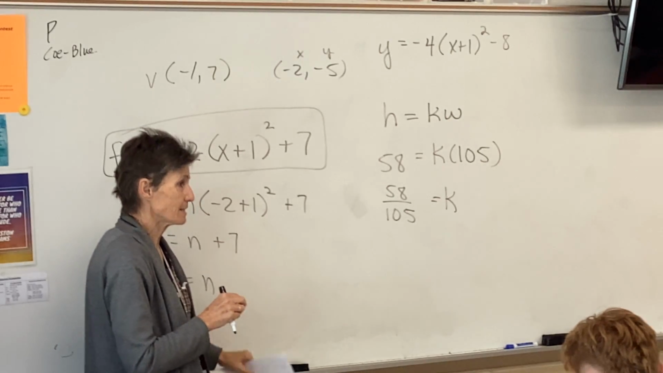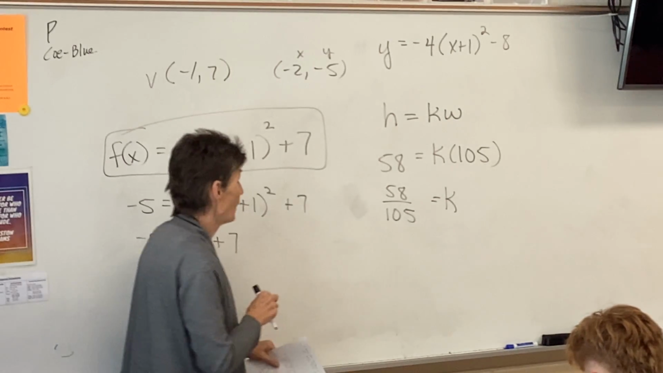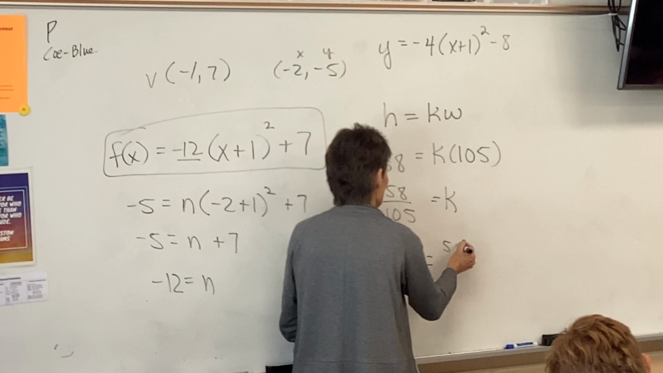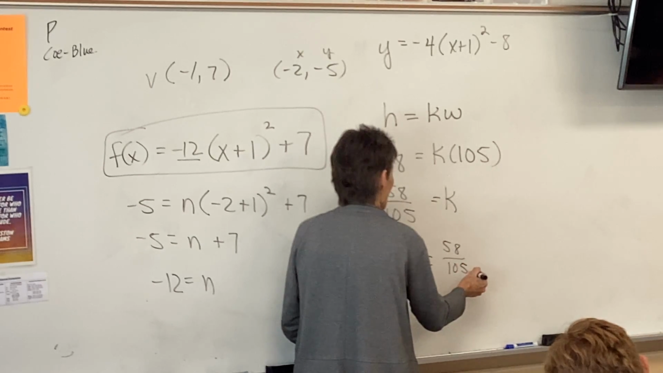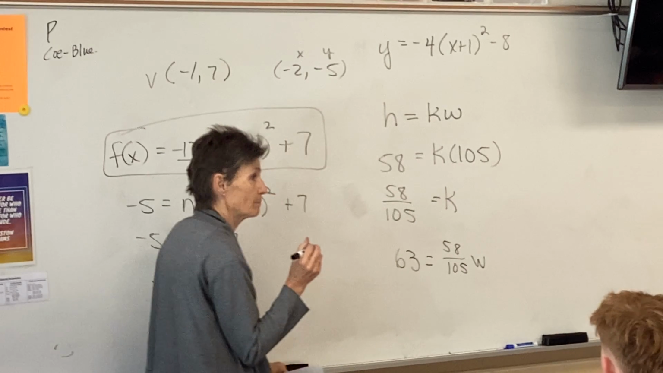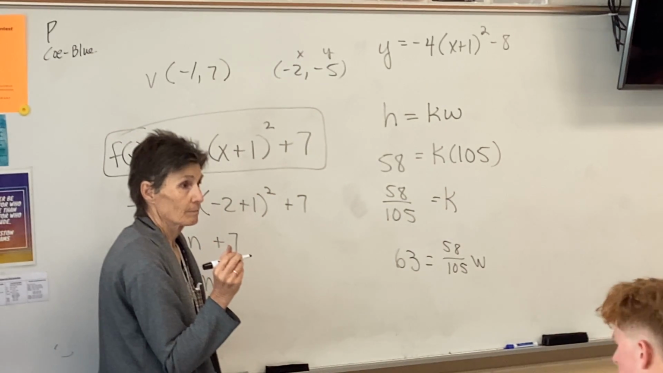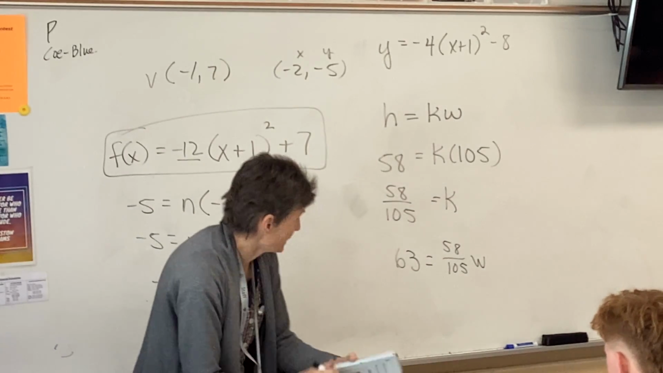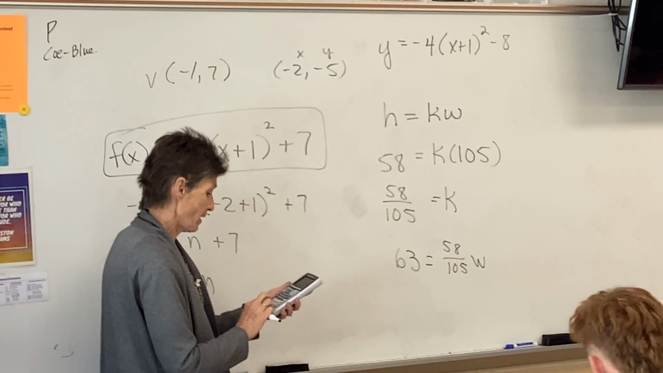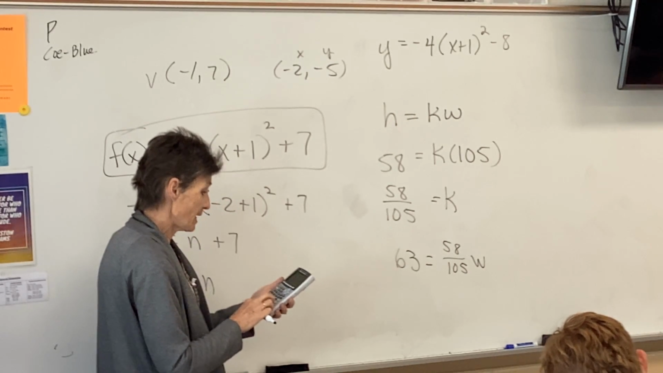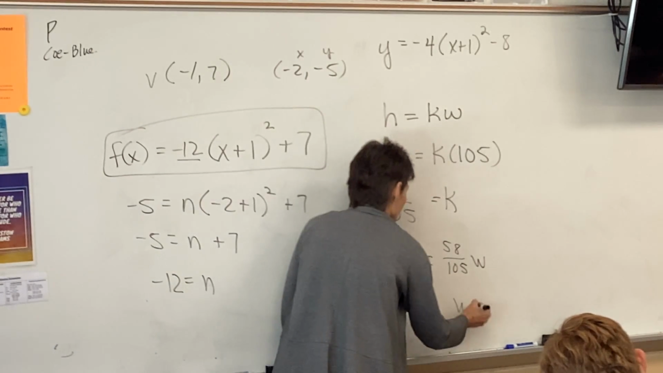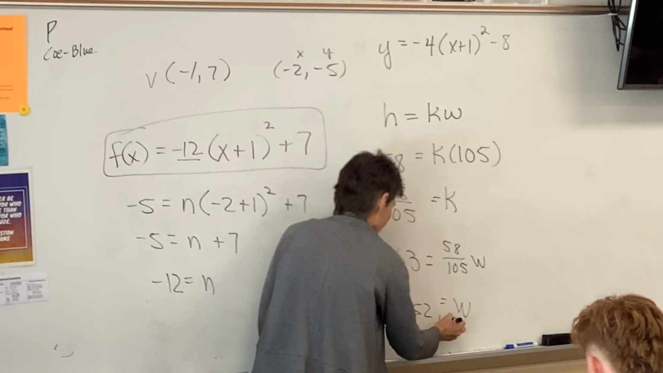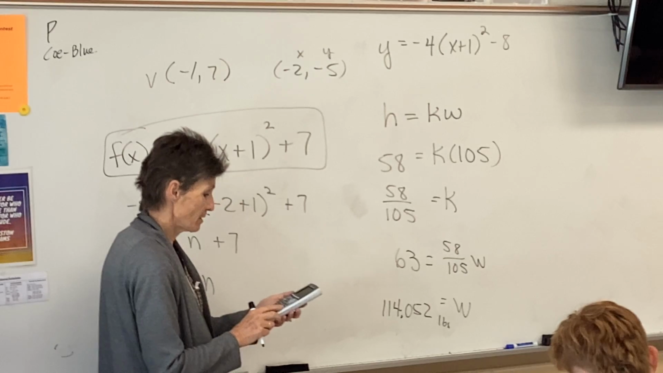How much does a 63-inch person weigh? So height is 63, K is 58 over 105, and I want to know what the weight is. So I'll multiply by 105, this is where my calculator's gonna come in handy. I'll multiply by 105 and divide by 58. Did you get 114.052 pounds?